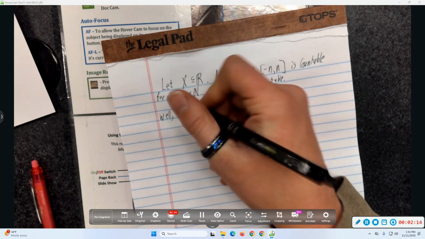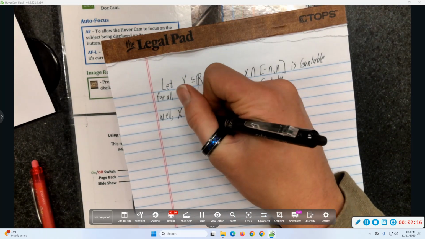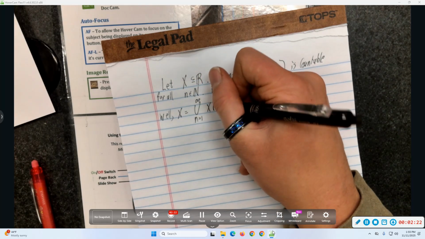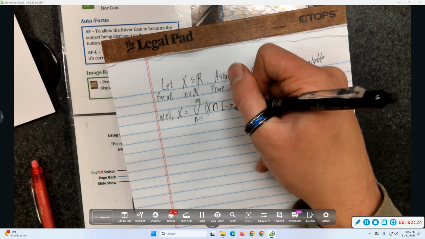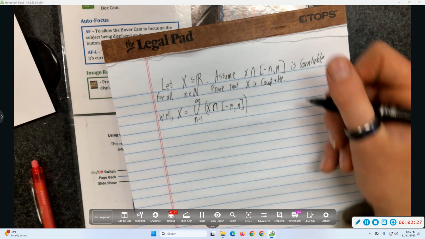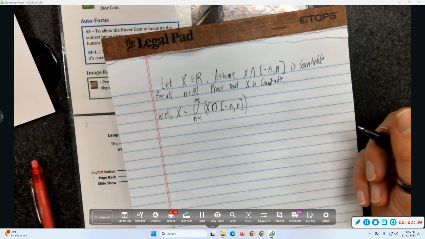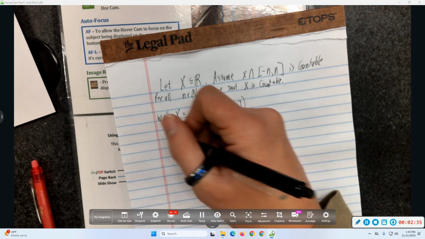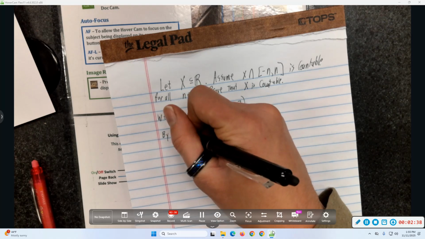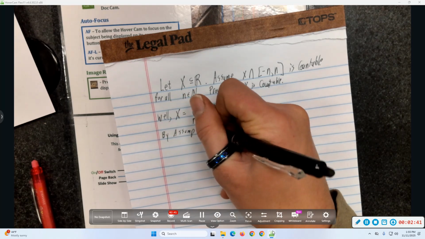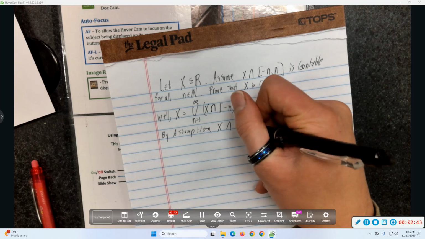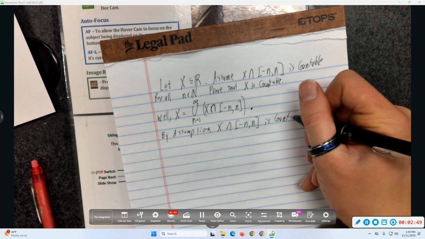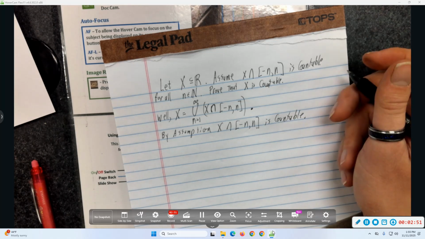Well, X is the same as the union from n equals 1 to infinity of X intersect [-n, n]. And we could compose a double set containment argument for that, but I don't think I want to. By assumption, X intersect [-n, n] is countable. So that's something.